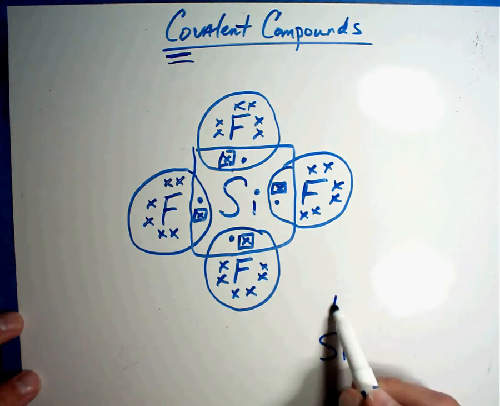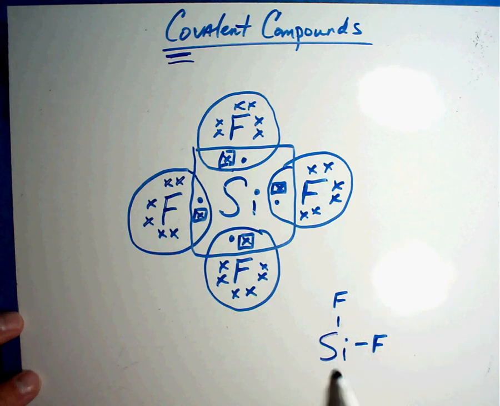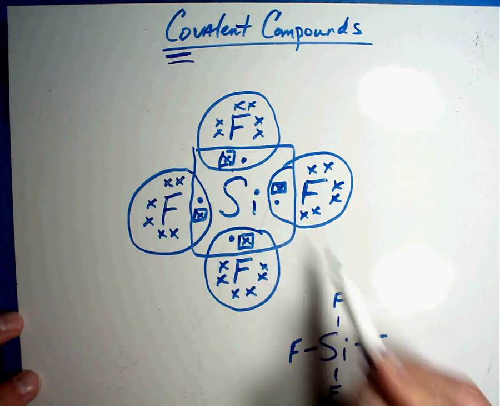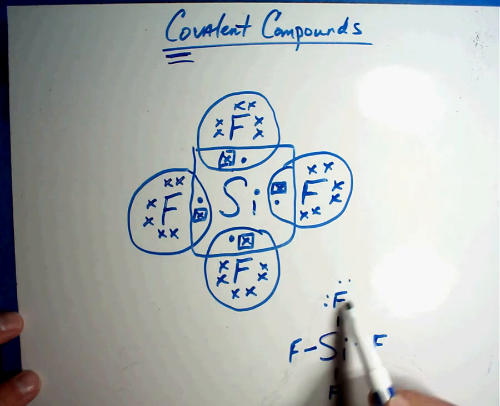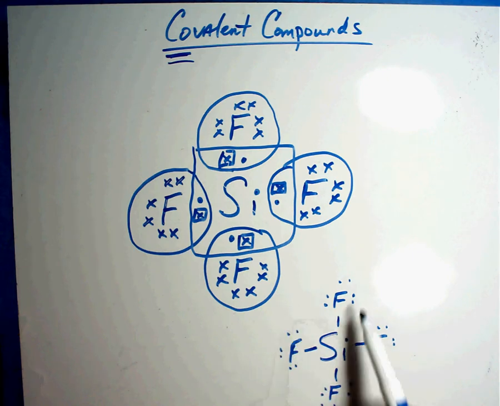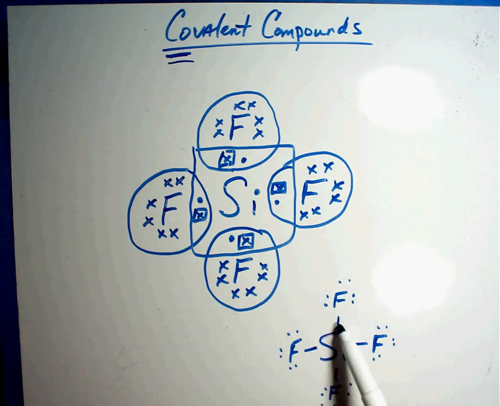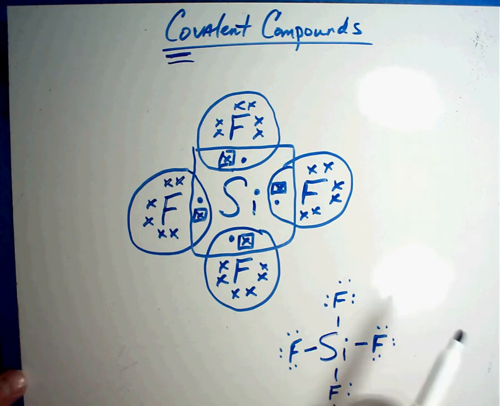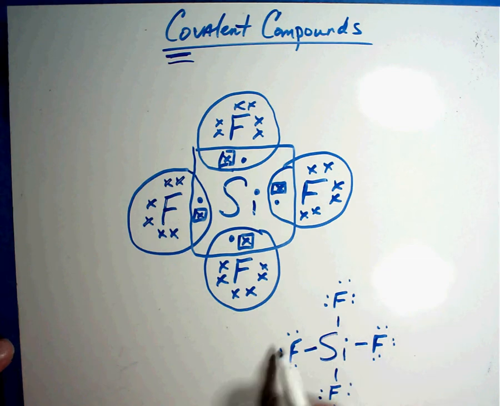A line, a line, a line, and a line. The line means that pair that they're holding together. And then they'll put the dots around that go around each one, and you can actually count it. 2, 4, 6, and the line counts as 2, 8. Oops, I didn't put those in the right place. Let me do that again. 2, 4, 6, 8. And silicone, 2, 4, 6, 8. Everybody has the octet rule.